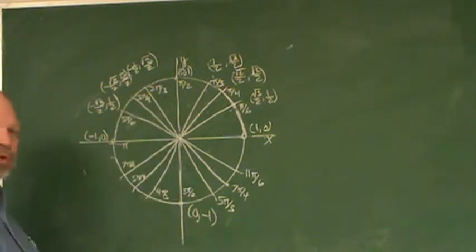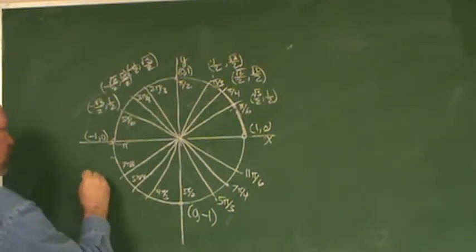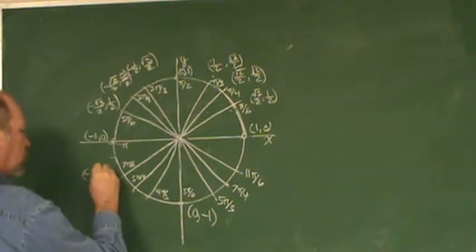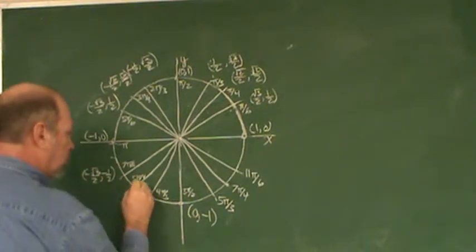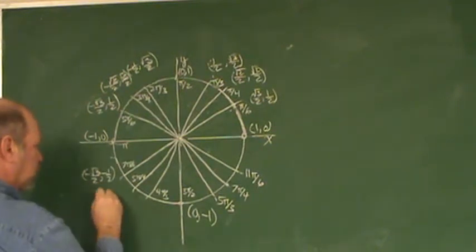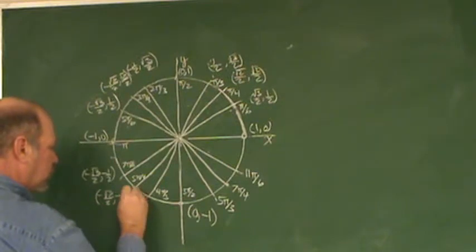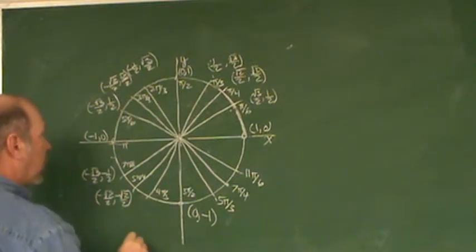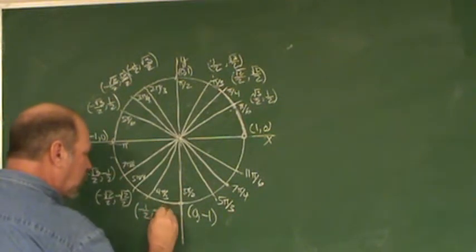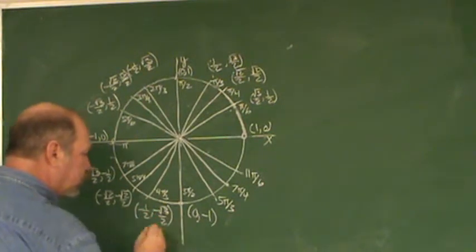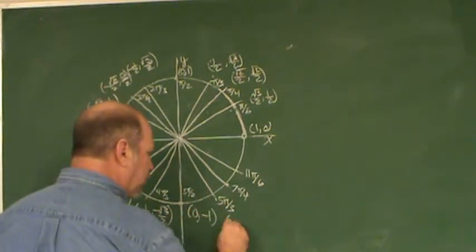In the third quadrant, you are dealing with negative x, negative y. So the coordinates of this point are going to be negative square root of 3 over 2, negative 1/2. Coordinates at 5 pi over 4. Well, that's going to be negative square root of 2 over 2, negative square root of 2 over 2. Coordinates at 4 pi over 3. Well, that's going to be negative 1/2, negative square root of 3 over 2. Then 0, 1, coordinates at 5 pi over 3.